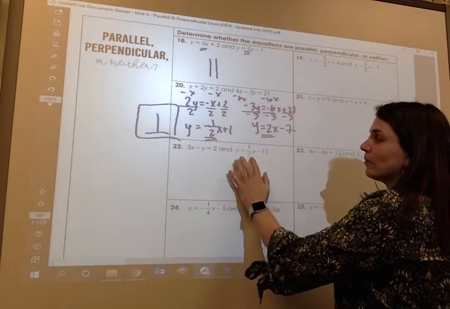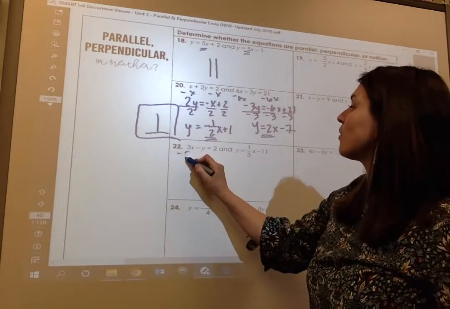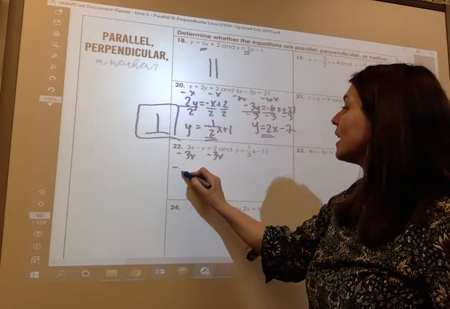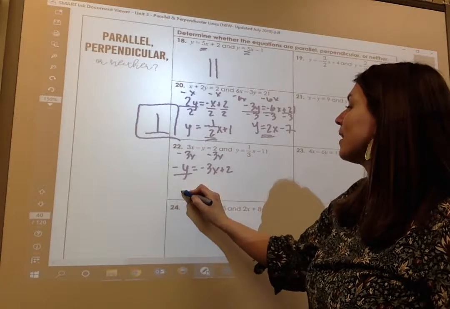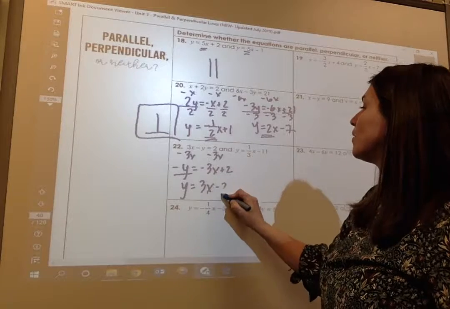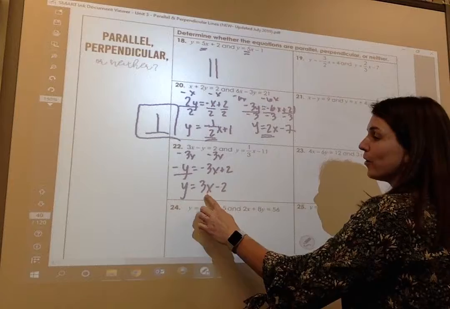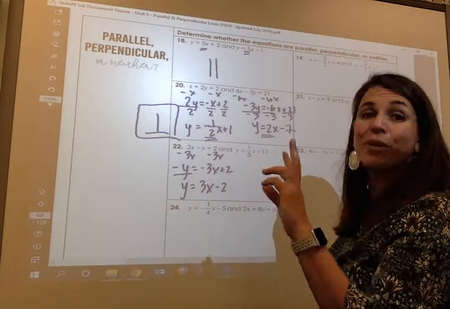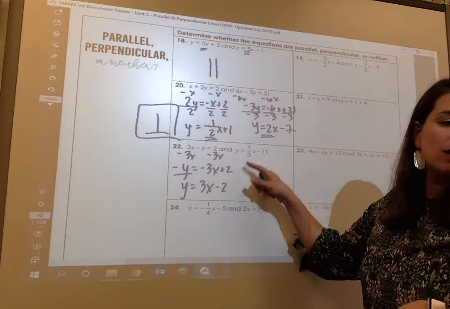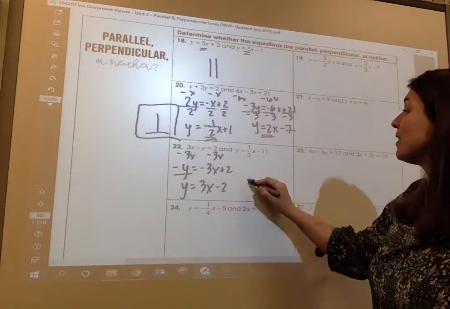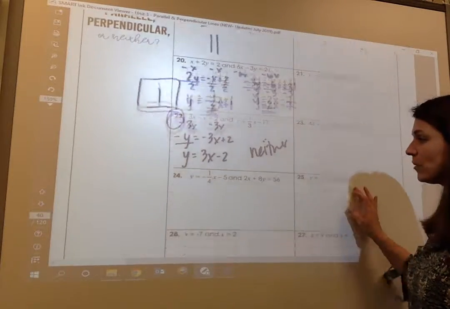All right. This one is already in slope-intercept form. Awesome. I like it. That's easy. This one needs to get there. So I subtract 3x on both sides. I get -y equals -3x plus 2. Divide everything by negative to get y equals 3x minus 2. So look closely here. This is 3 and 1/3. It looks like it's perpendicular, but they're not negative reciprocals. This would have to be a -3 for it to be a negative reciprocal. So this is neither. This is a tricky one. Make sure to pay close attention.